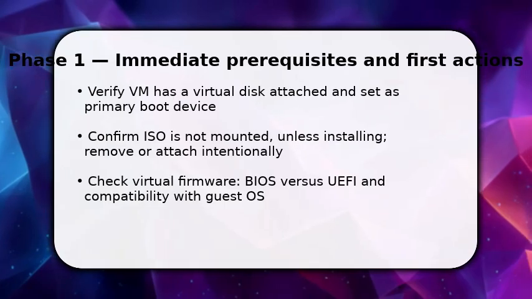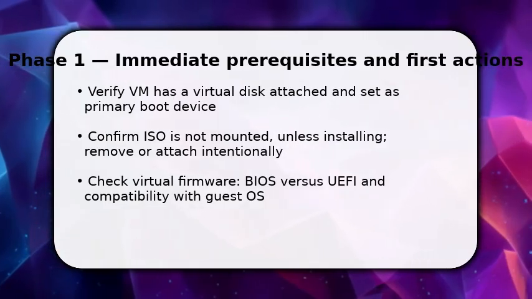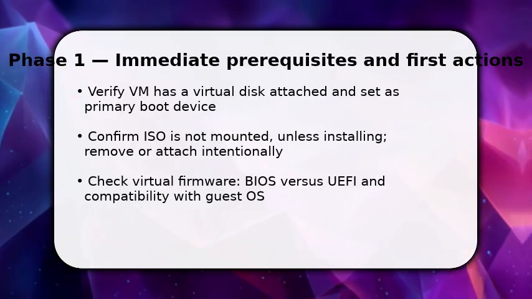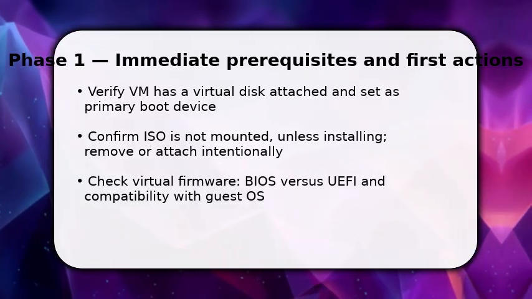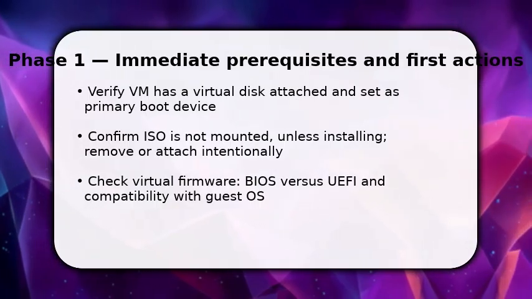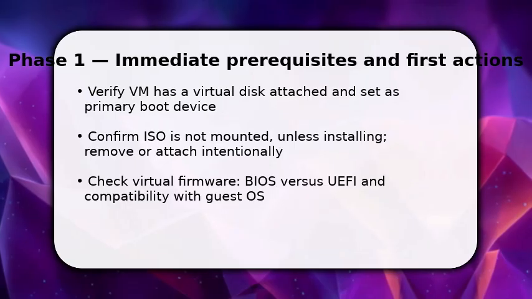Enjoy the video. You start by validating the VM hardware quickly. Open VM settings and make sure a virtual disk is present and prioritized in the boot order. If you intended to install, attach the correct ISO. Otherwise, unmount it to avoid a mismatched boot source.